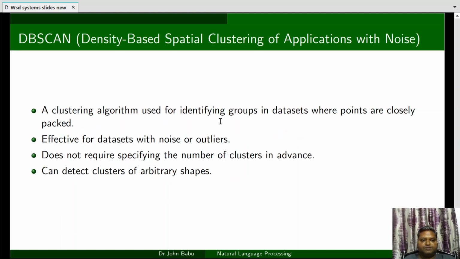Then the third one is DBSCAN, density based spatial clustering of applications with noise. This is a clustering algorithm used for identifying groups in data sets where points are closely packed. That means if there is more density in a group, there is more chance that a given test point is assigned to that group. So it is effective for data sets with noise or outliers. Outliers or noise will be low density, belonging to a low density area. As in k-means, we need not specify the number of clusters beforehand.